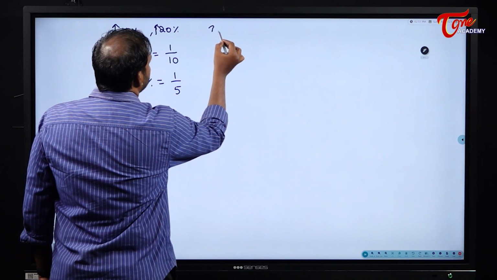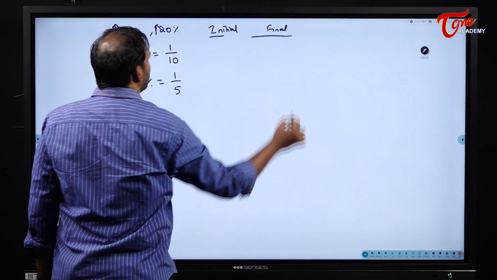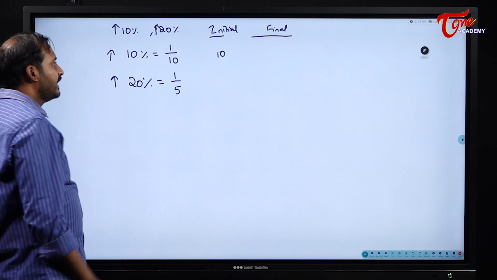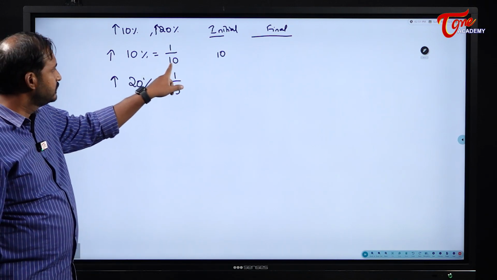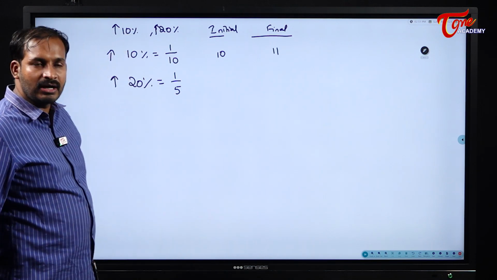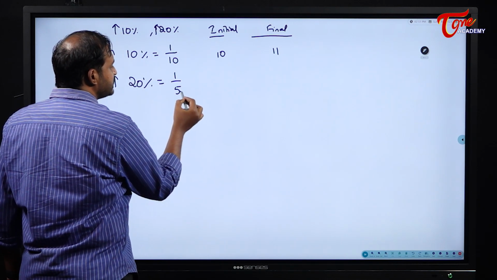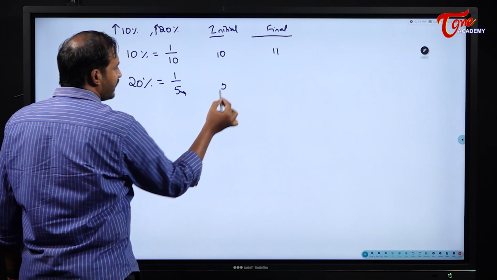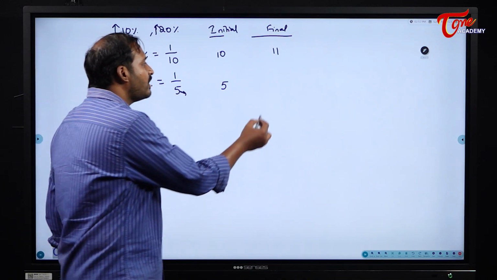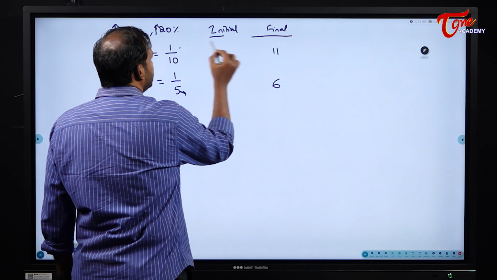Now see here students, I will write initial and I will write final. So if the initial is 10, what about final? Increase means add: 10 plus 1, which becomes 11. Final will become 11. And similarly, see here students, 1 by 5. The denominator will become the initial, so 5. Final, since it is an increase, is 5 plus 1, which becomes 6. See here students how we got this 11 actually from here.